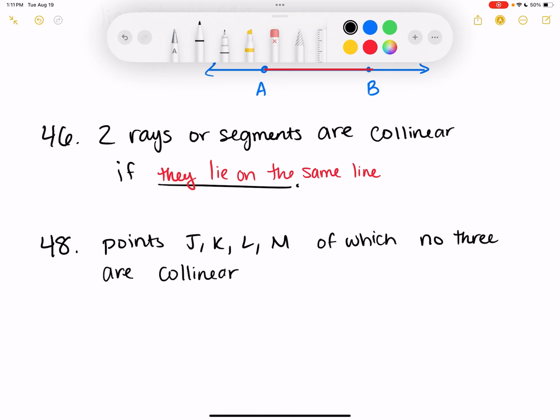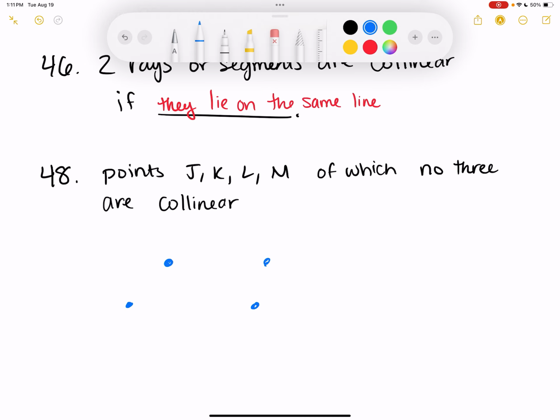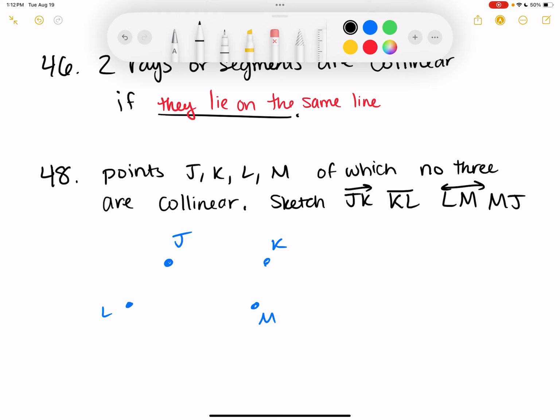So basically, I'm going to have them like this, so that way I don't end up with 3 on the same line anywhere. And then you can label them however. I'm just going to do J, K, L, and M like that. Then they say that we're sketching JK as a ray, KL as a segment, LM as a line, and MJ as a ray.